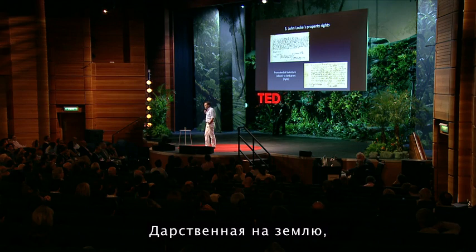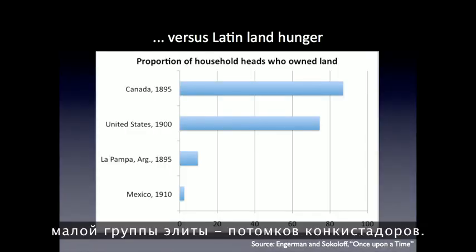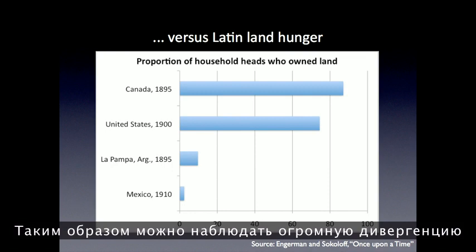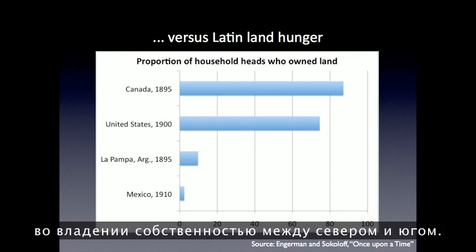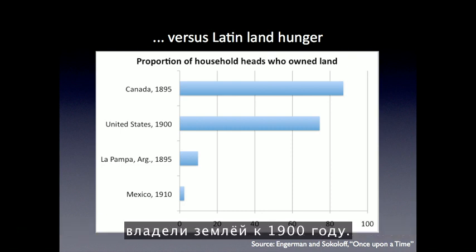That's the land grant on the bottom half of the slide. That's not possible in Latin America, where land is held onto by a tiny elite descended from the conquistadors. And you can see here the huge divergence that happens in property ownership between North and South. Most people in rural North America owned some land by 1900. Hardly anyone in South America did.